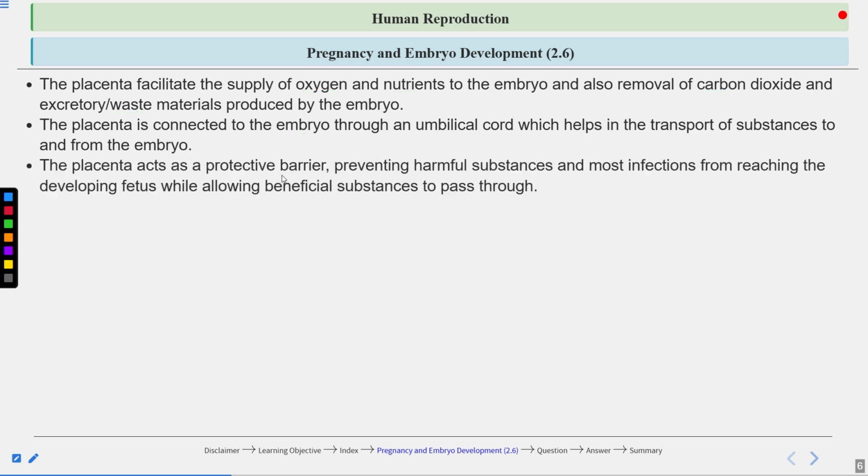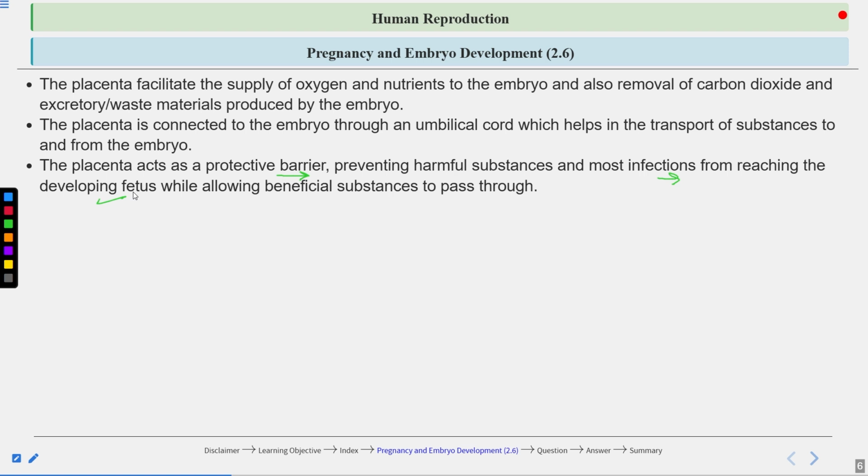The placenta acts as a protective barrier, preventing harmful substances and most infections from reaching the developing fetus while allowing beneficial substances to pass through. So again, what is the role of the placenta here? It is acting as a protective barrier. It prevents the harmful substances and the infections also from reaching the developing fetus, but it allows beneficial substances to pass through it and reach the embryo.